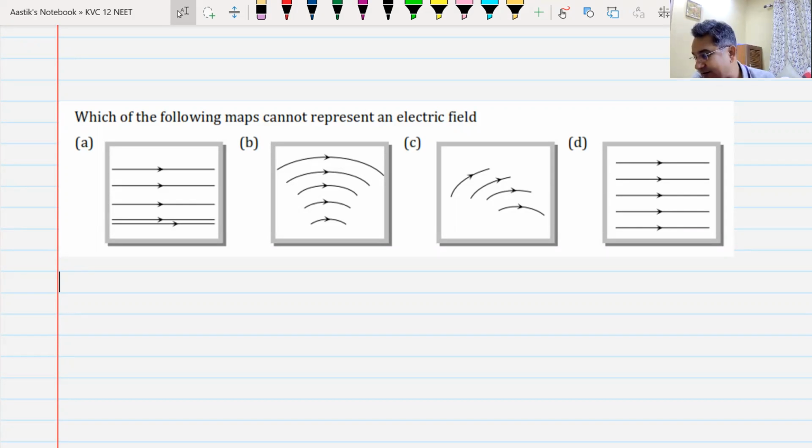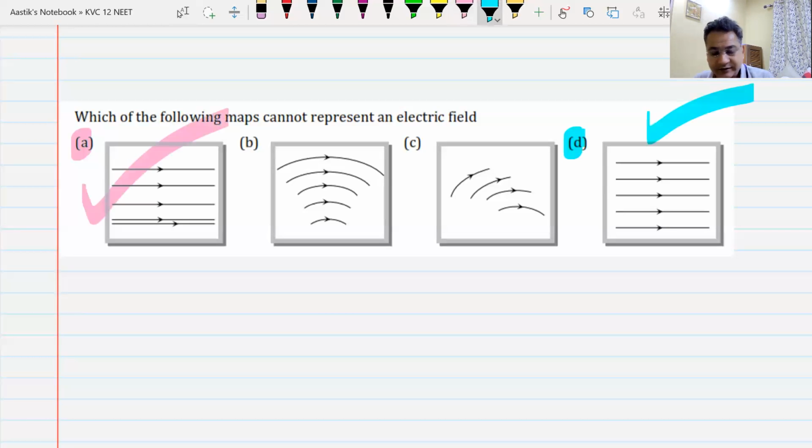And the answer is, my dear friends, A, B, C, D. Which one? A, sir. A is the right answer. Option number D represents uniform electric field. Option number C represents non-uniform electric field. Option number B also represents non-uniform electric field. But in option A, you see lines which are equally placed, and then suddenly you have a line coming which is unequally placed. That cannot happen.